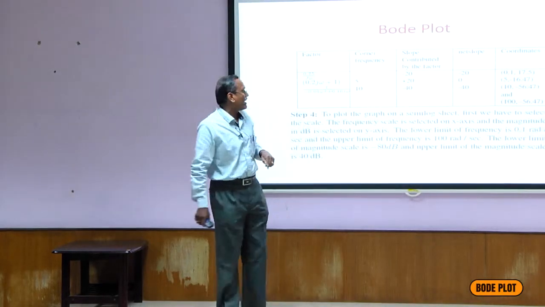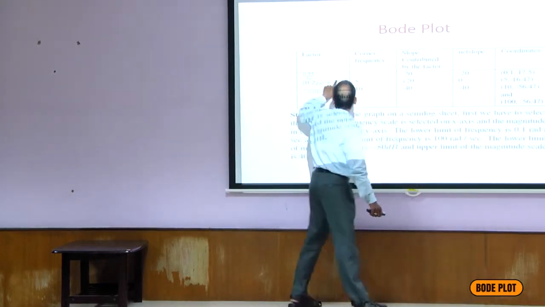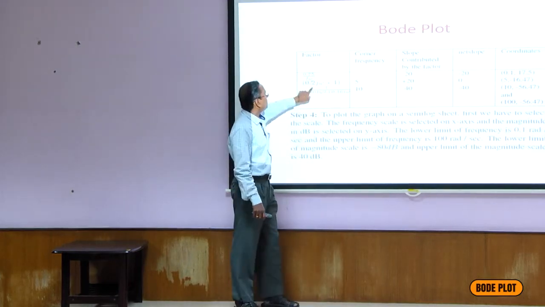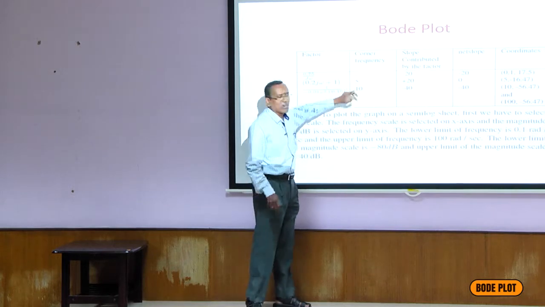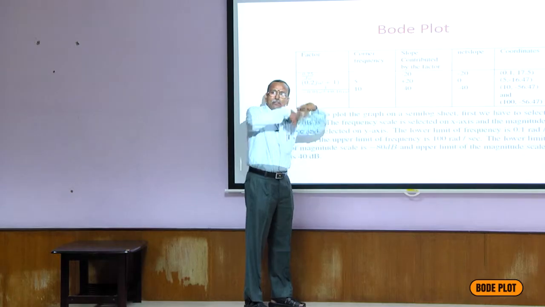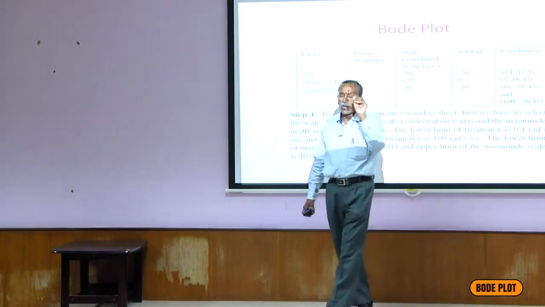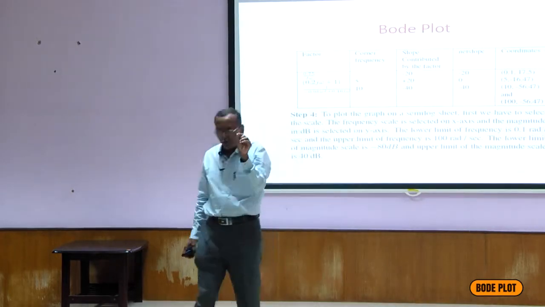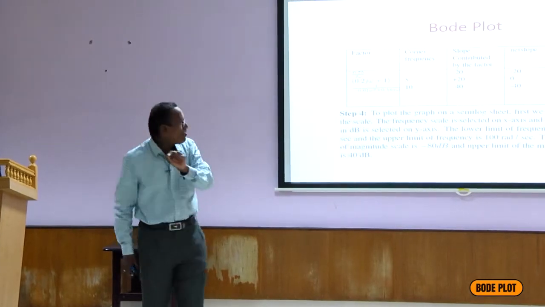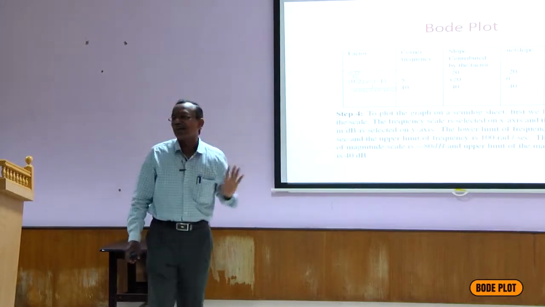While calculating the coordinate, you have to use this 20, because up to this point there is no slope contributed by this factor. Corner frequency is 5. Up to 5 it does not contribute any slope. So whatever slope is contributed is by previous factors only. The slope is minus 20. Therefore, the formula is y2 equals net slope, minus 20, log omega 2 by omega 1, that is 5 divided by 0.1, plus y1, which is 17.5.